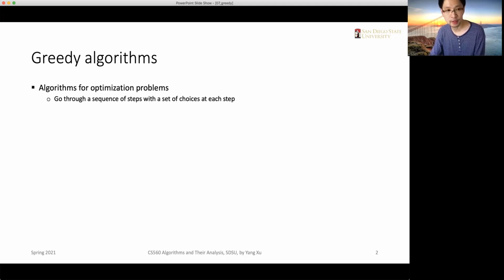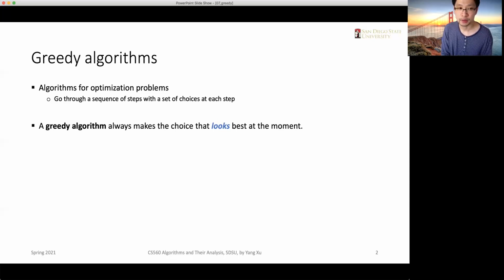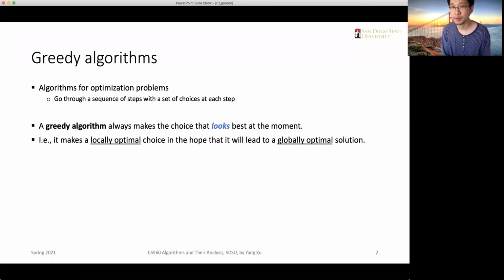So greedy algorithms are usually suitable for optimization problems, which means we need to go through a sequence of steps. Okay, and at each step we need to make a choice among several options. So generally speaking, the general principle of a greedy algorithm is that whenever we need to make a choice, we always make the choice that looks the best at the moment. By looking the best, we mean that we just make some locally optimal choice, without the global information. We are not sure whether our current choice will actually lead to the globally optimal solution.